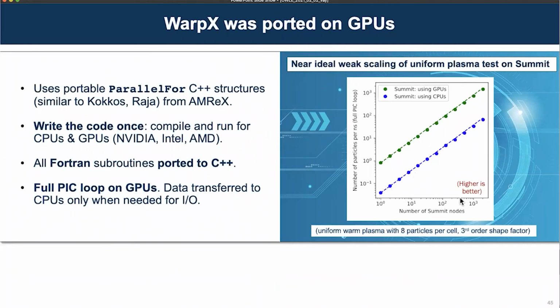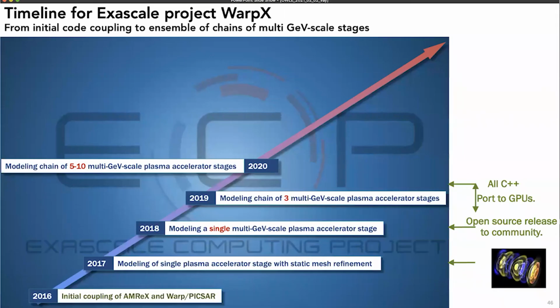again, higher is better. I forgot to mention, this is the number of particles that are being pushed per nanosecond. So we can push a lot more particles, as you can see, using the GPUs than we can using the CPUs. And that's assuming 8 particles per cell and cubic shape factor. So these runs are definitely dominated by particles. So anyway, using the GPU is very important to be efficient.